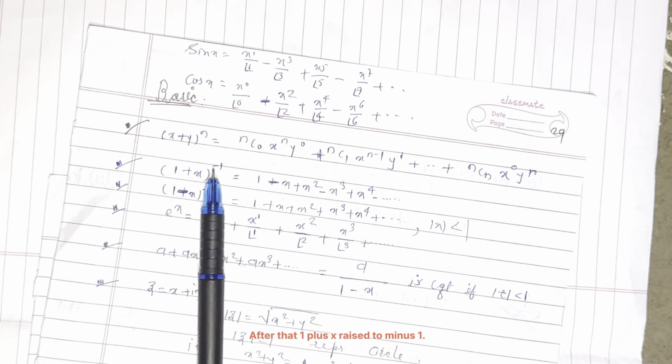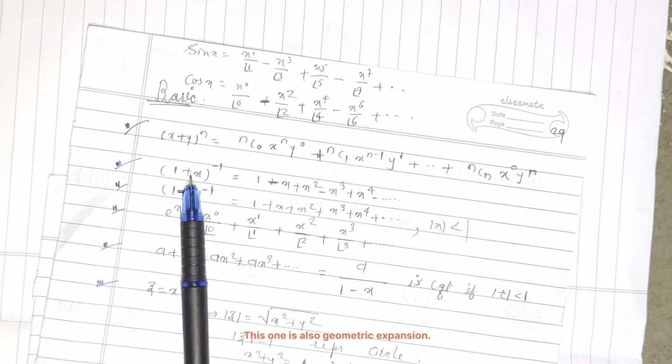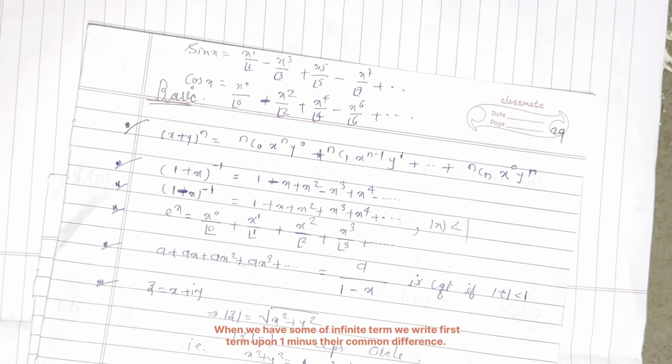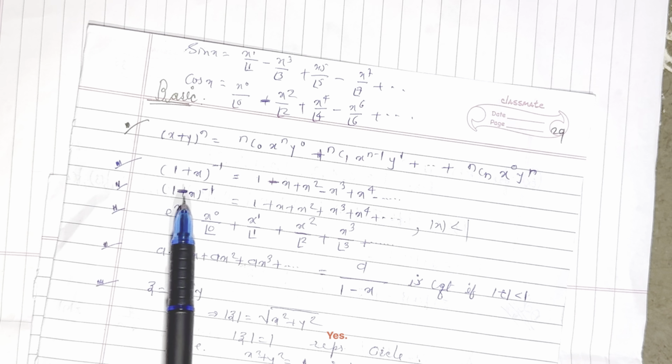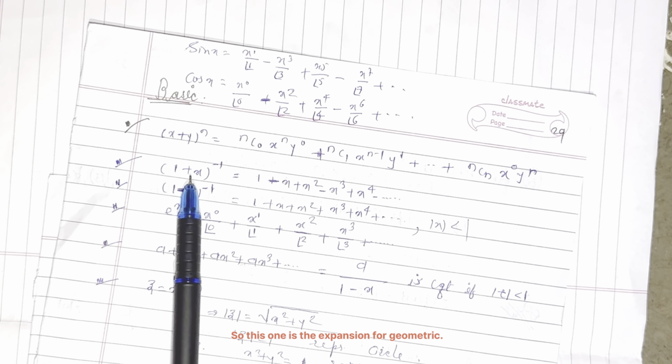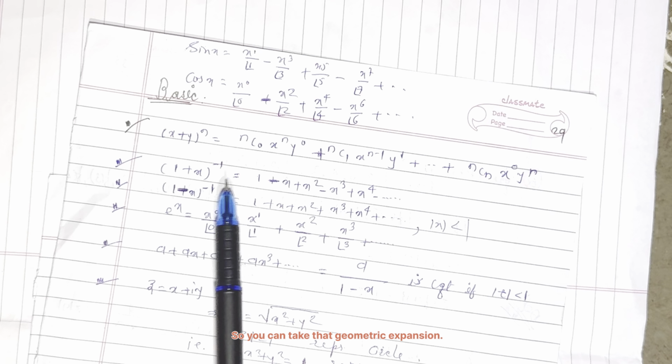After that, 1 plus x raised to minus 1 is also a geometric expansion, a geometric expansion for infinite terms. When we have the sum of infinite terms, we write the first term upon 1 minus the common ratio. So this is the expansion for a geometric series.